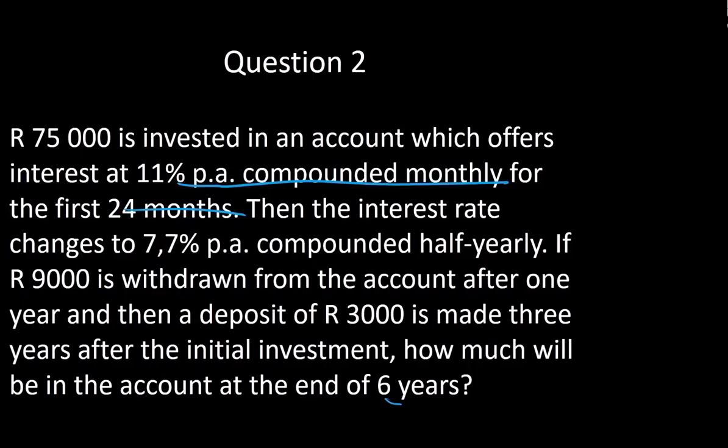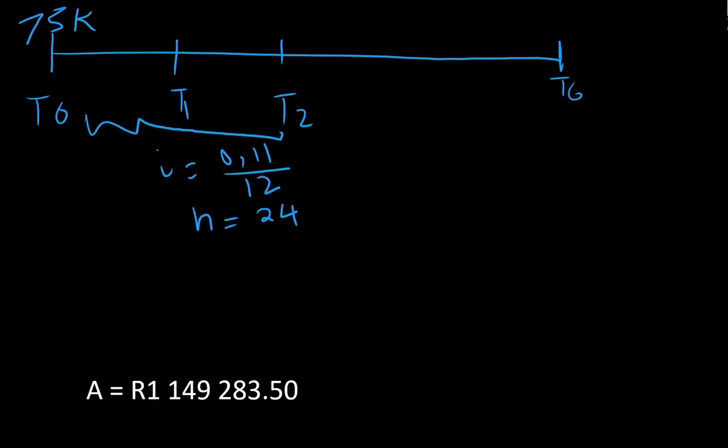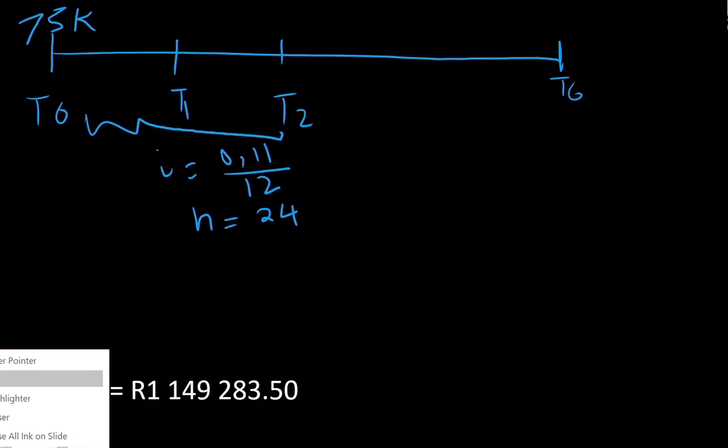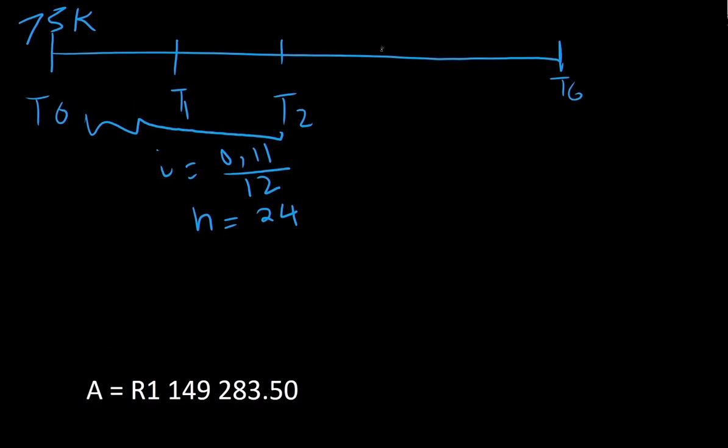Then after 2 years, the interest rate changes to 7.7% per annum compounded half yearly. So now we've had this happening for 2 years, and then the interest rate's going to change until the end of this investment period. So from time 2 all the way to time 6, your interest rate now is 7.7%. And we said compounding is half yearly, so every 6 months. So we're going to divide by 2.